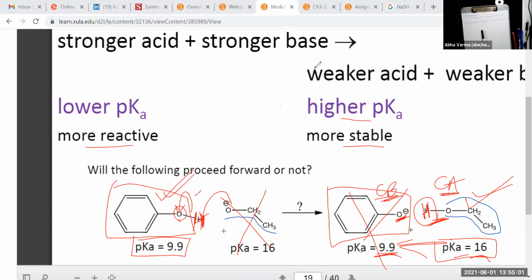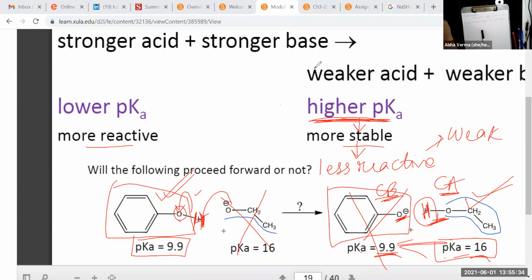So do you remember what I just said? That lower pKa value means more reactive and higher pKa value means less reactive or more stable. So among these two, acid and conjugate acid, who has the higher pKa value? The 16. Yes. And who will be the weaker acid? Again, look at this. Higher pKa means more stability, less reactive, and weak. Right? Yeah.